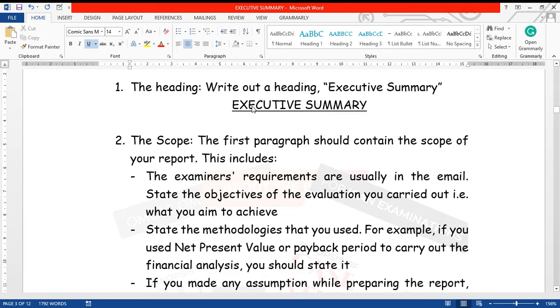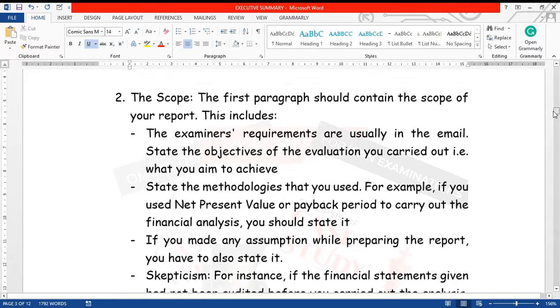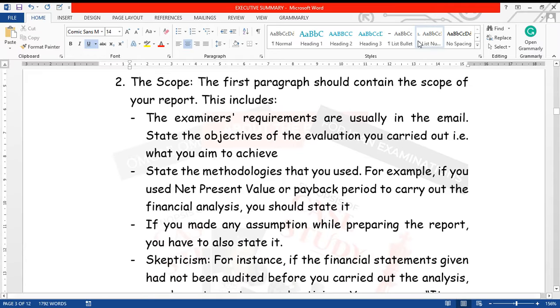Then after you do that, you go down to the scope. The first thing you write is the scope. The scope is the first paragraph of your executive summary. Then the scope, what does it include? The examiner's requirements. The examiner's requirements are usually in the email, and most times, in fact almost every time, it's going to be in your unseen.